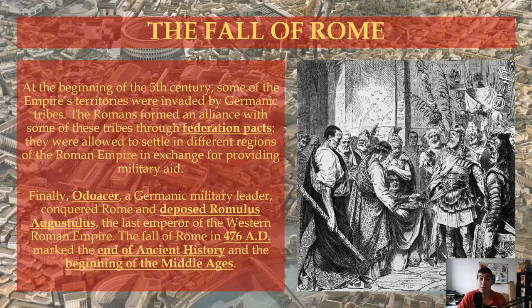They were allowed to settle in different regions of the Roman Empire in exchange for their military aid against the rest of the barbarians. And finally, one of these Germanic leaders, Odoacer, Odoacro in Castellano, a Germanic military leader of the Herulians, conquered Rome and deposed Romulus Augustulus, the last Western Roman emperor. This happened in the year 476 AD, and it marked the end of ancient history and the start of the Middle Ages. We have to know this date.